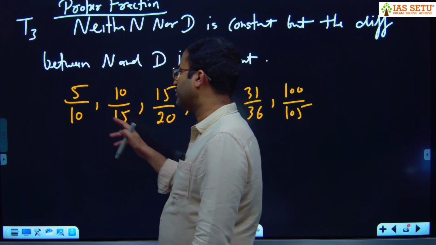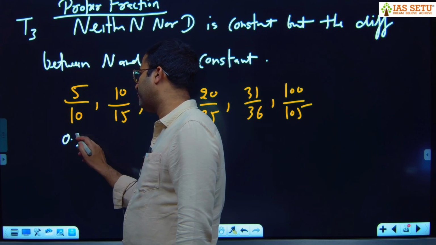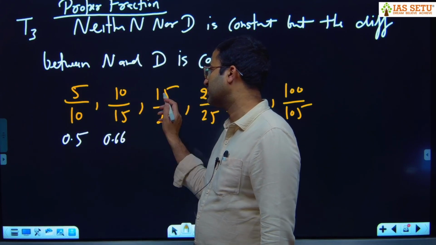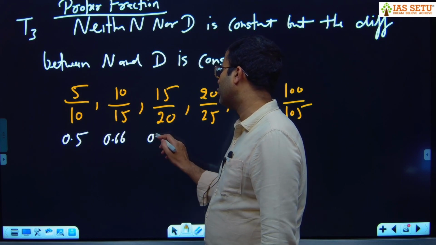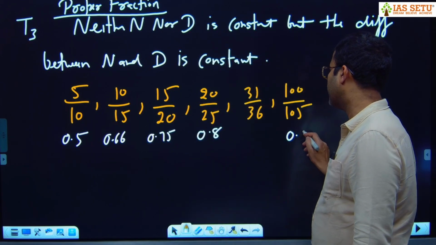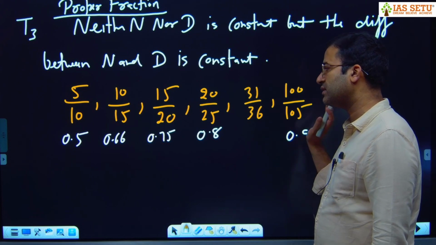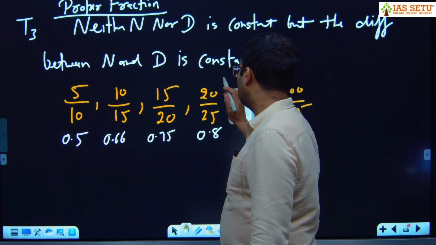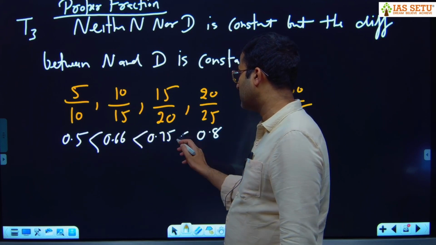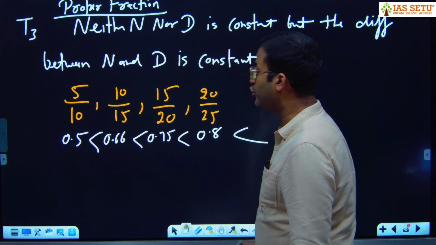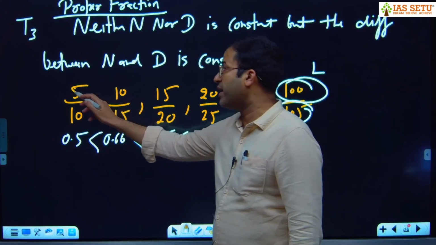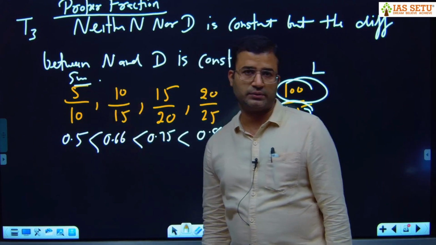Let me solve this question. What is 5 by 10? Half. What is 10 by 15? 0.66. 15 upon 20 is 0.75. It is 0.8. This is greater than 0.9. So this also comes the same way. So you can compare this. This is smallest, this is larger, larger, larger. So you can say this 100 upon 105 is the largest, 5 by 10 is the smallest.